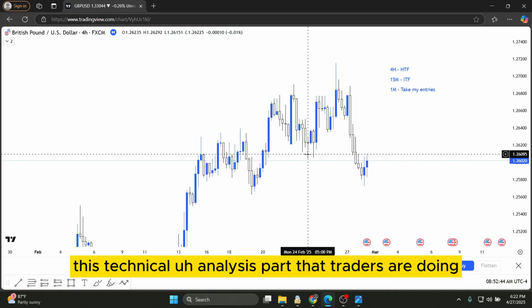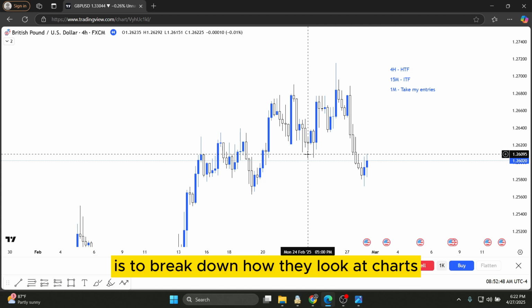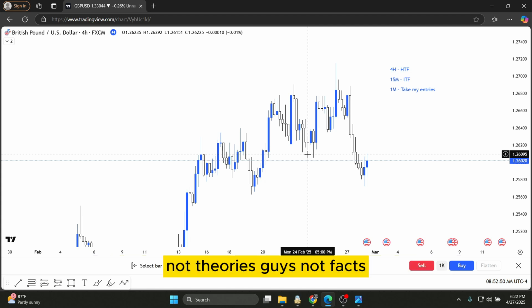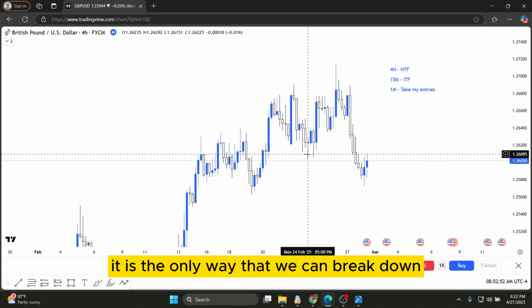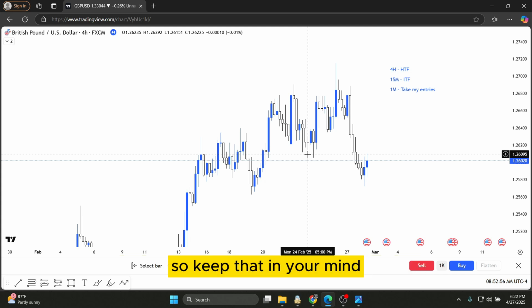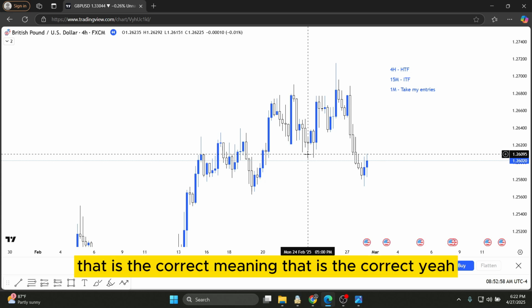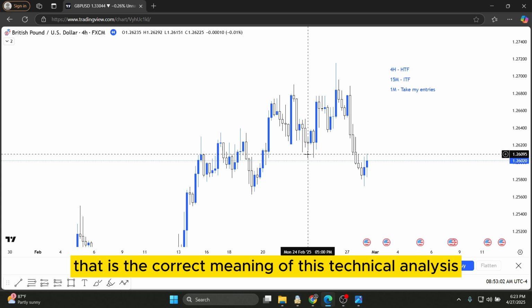because this technical analysis part that traders are doing is to break down how they look at charts, not theories, guys, not facts. It is the only way that we can break down how we look at the market. So keep that in your mind. That is the correct meaning of this technical analysis.